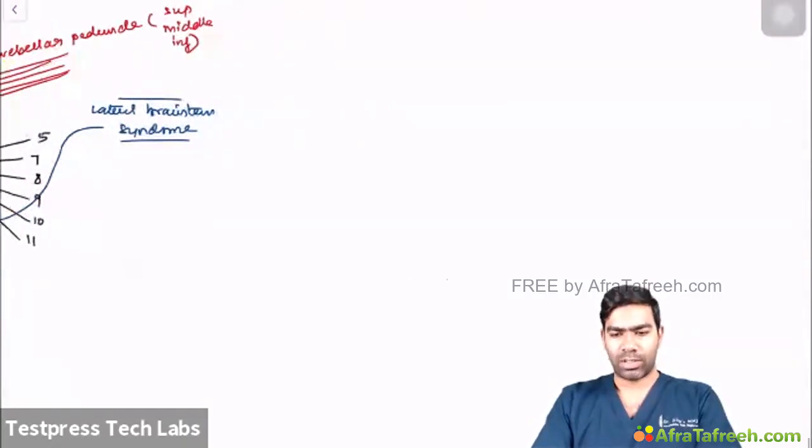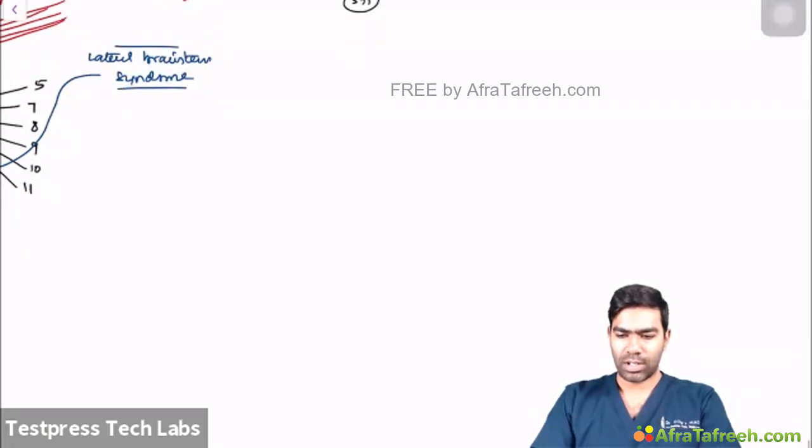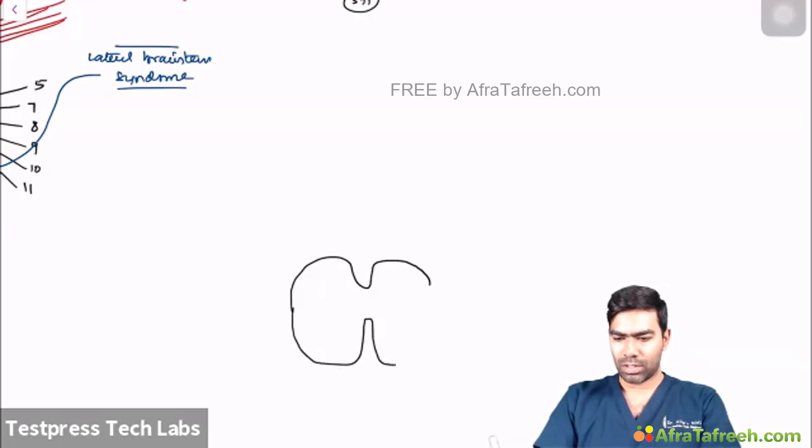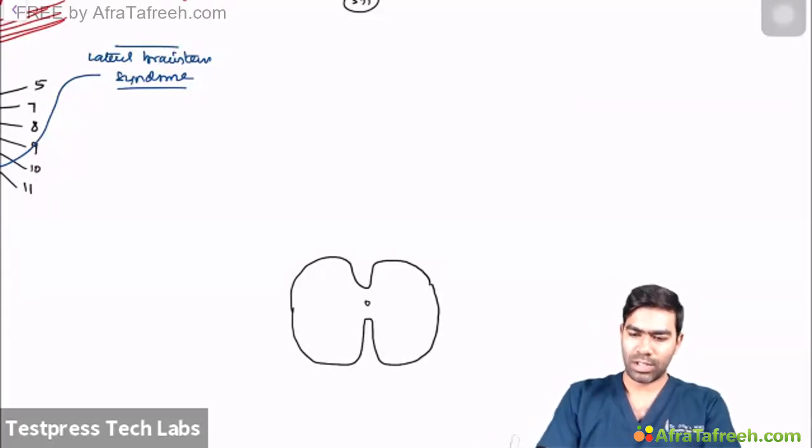So first, the spinothalamic tract. What happens to the spinothalamic tract? It's going to carry pain and temperature. To start with, you can understand that it carries pain and temperature sensations from the skin. Okay, fine. This is a conceptual diagram only. So this is the spinal canal, and let us assume this is the posterior area and this is the anterior area.